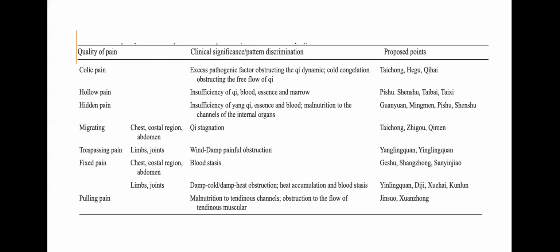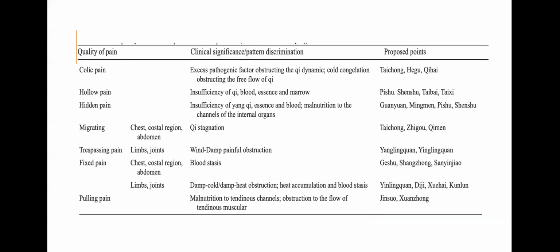If it's migrating pain in the chest, costal region, and abdomen, it's indicative of qi stagnation. We can use Tai Chong, Ji Gu, and Qi Men. If it's migrating pain in the limbs and joints, it's wind, damp painful obstruction. And we can use Yang Ling Quan and Yin Ling Quan. If it's a fixed pain in the chest, costal region, and abdomen, it is indicative of blood stasis. You can use Geshu, Shang Chong, and San Yin Jiao.